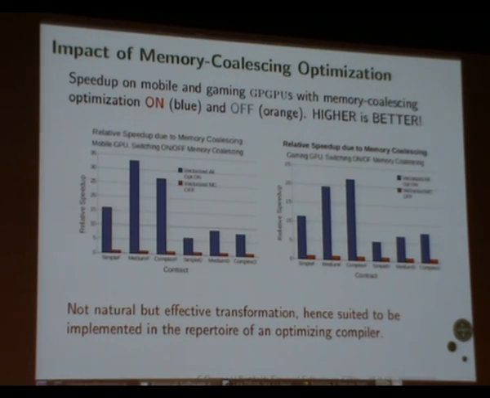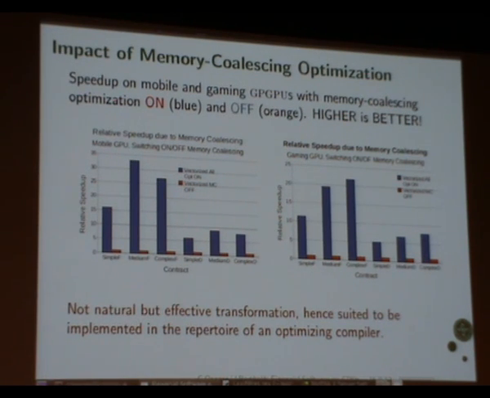So the relative speedups with memory coalescing on and off are pretty significant. For example, with a medium contract on floats, you get a factor of over 30 speedup with memory coalescing on rather than off. And on the other hardware, we get, well, as high as 20 times speedup.